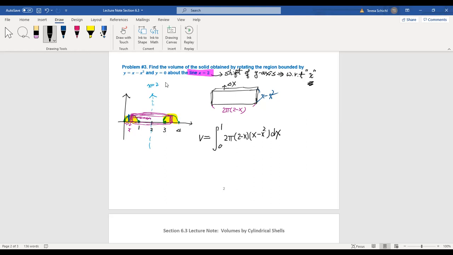This one is also pretty straightforward integration. You can just pull the 2 pi out, and then you FOIL the remaining. We can do a quick one: this will be 2x minus 2x squared minus x squared plus x cubed, dx, and you will find that the answer is pi over 2. It's exactly the same thing as we did for lecture number 2: draw a picture. Even if we shift to a specific line, not just the y-axis or x-axis.